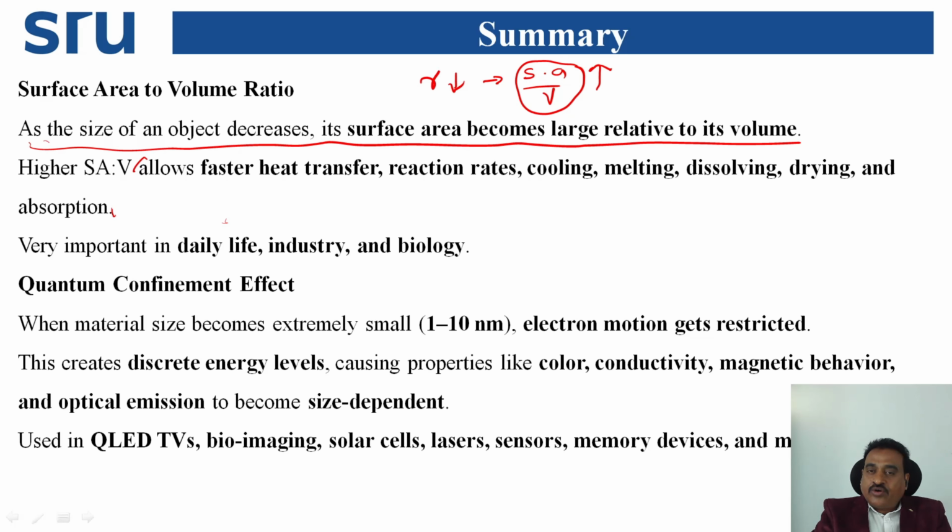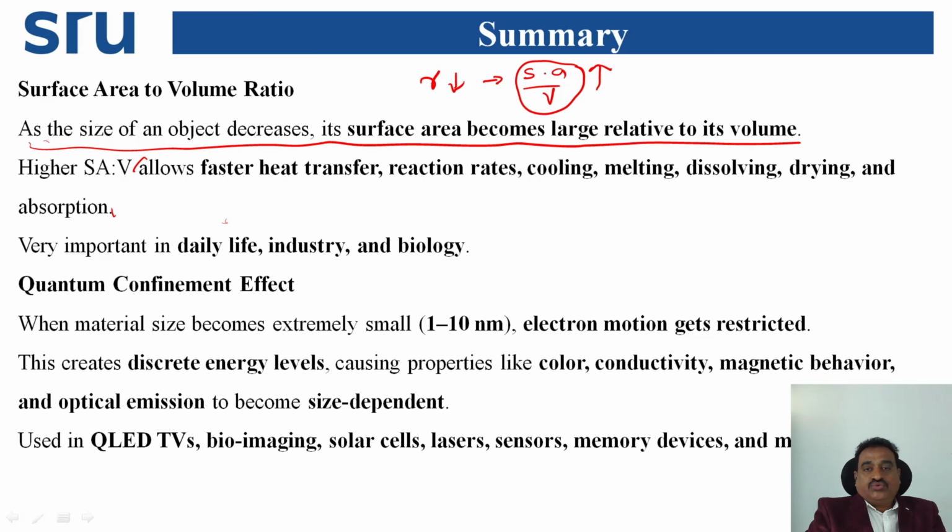The spherical nanoparticle radius decreases. Surface area to volume ratio increases. So due to the large surface area and increasing surface area to volume ratio gives the different properties to nanomaterials.